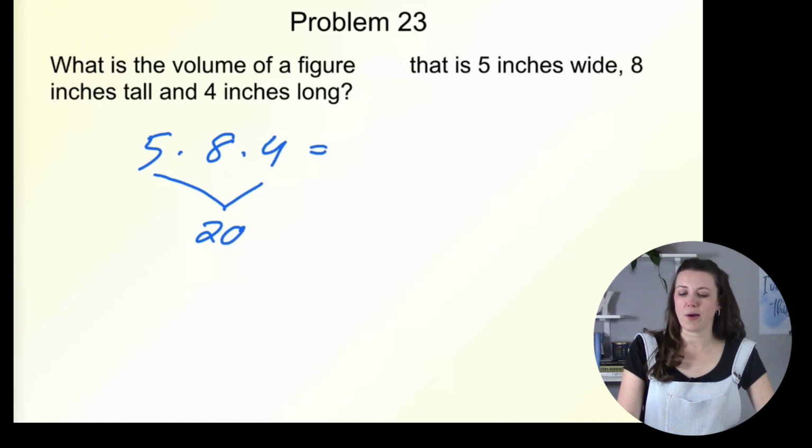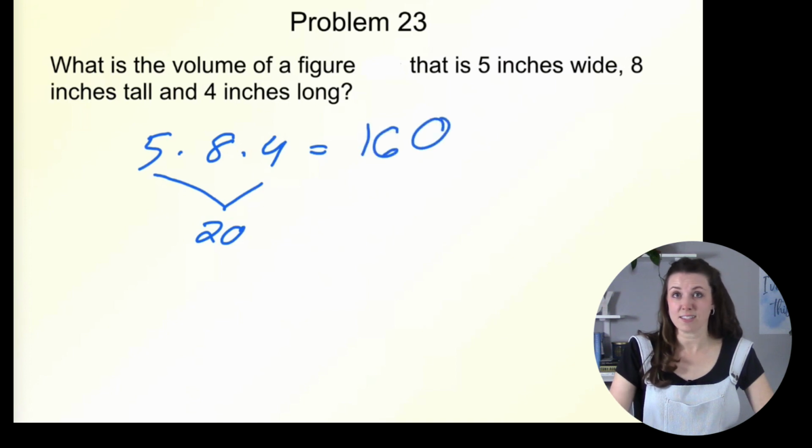And I know how to go 8 times 2, right? And then add a 0. So 8 times 2 is 16, and add that 0. And that's the way that I do it in my head very quickly. Granted, you could do it any number of ways, but that's what goes through my mind. Okay, so 160 inches cubed, because we're talking about volume.